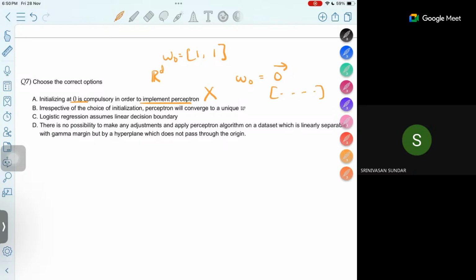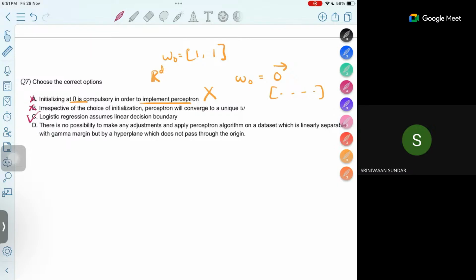Then, irrespective of the choice of initialization, perceptron will converge to a unique W. That is not true. Depending on our choice of initialization, it can converge to different W's also. And logistic regression assumes linear decision boundary. That is true. Yes, it does have a linear decision boundary.